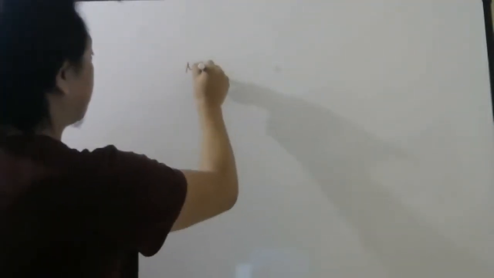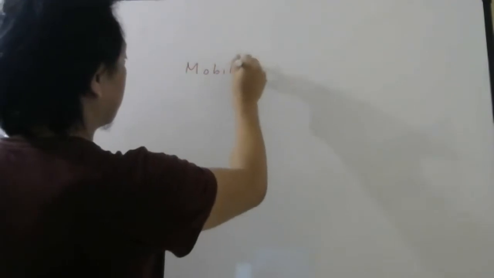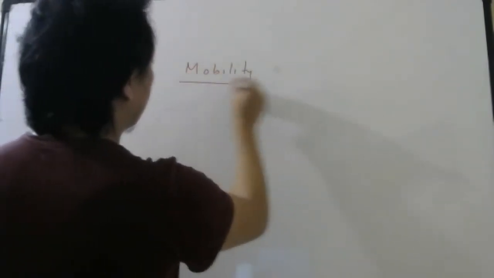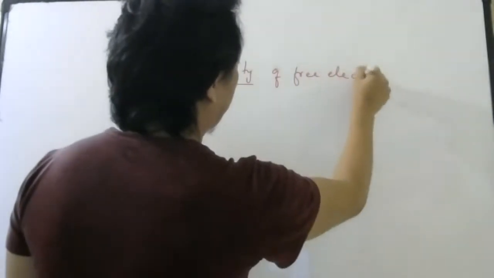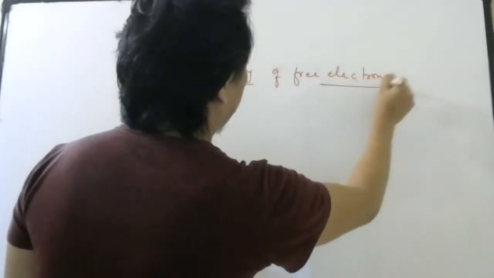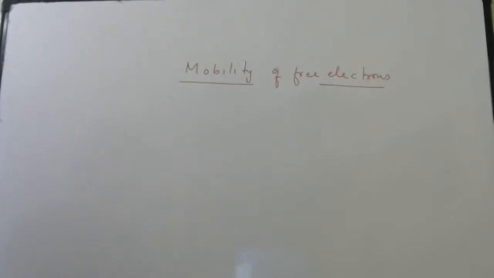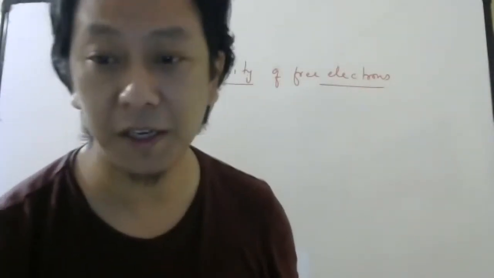So we will start the class today with one concept which I have missed while teaching Ohm's law, and the concept is of mobility. First, we will discuss mobility of free electrons. Okay. So what is mobility of free electrons in a conductor, that we will discuss.